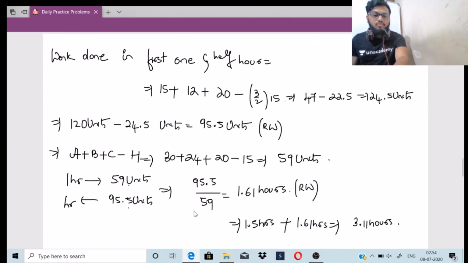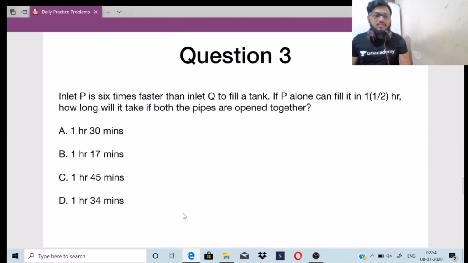Chalo, let's move on to the last question, which is quite an easy question. Inlet P is 6 times faster than inlet Q to fill a tank. If P alone can fill it in 1.5 hours, how long will it take for both pipes if the inlets are open together? How long will it take if both the pipes are open together?